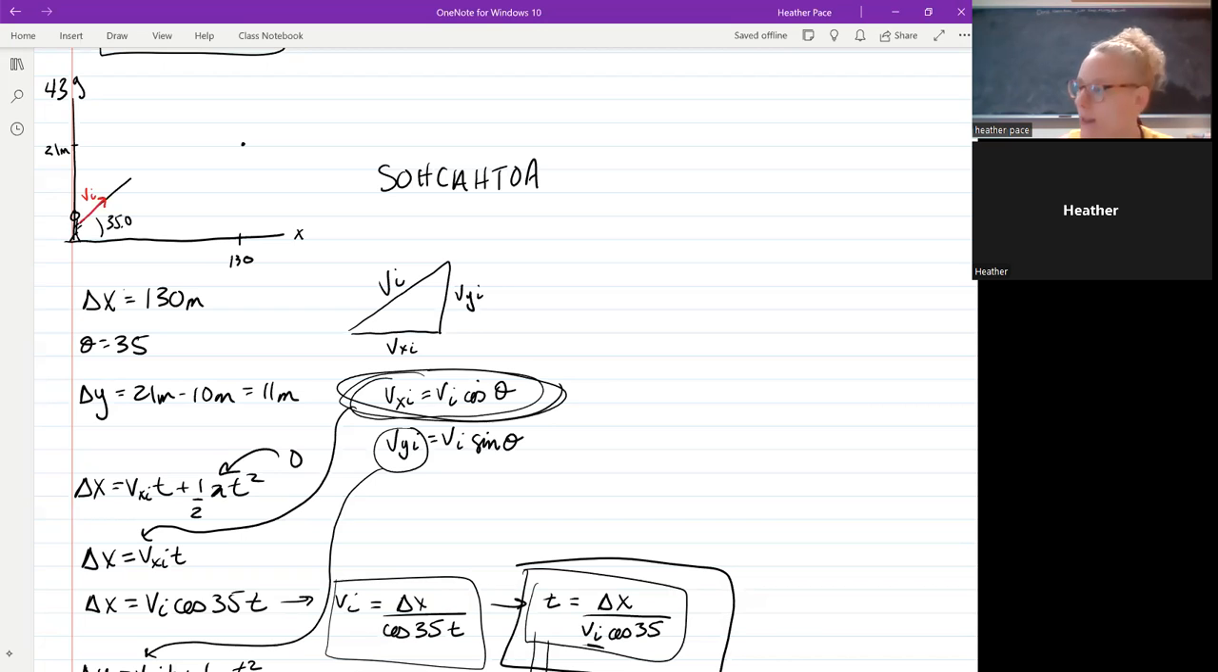A home run is hit in such a way that the baseball just clears a wall 21 meters high, located 130 meters from the home plate. The ball is hit at an angle of 35 degrees to the horizontal and air resistance is negligible. We're looking for the initial speed of the ball, the time it takes for the ball to reach the wall, and the velocity components of the ball when it reaches the wall, assuming the ball is hit at a height of 1 meter above the ground.